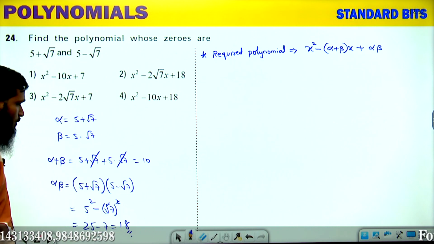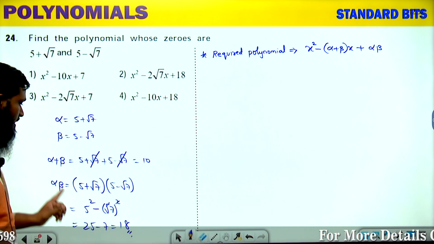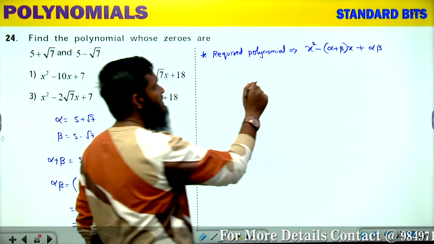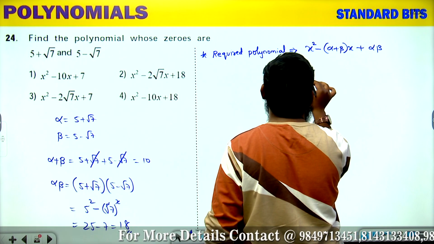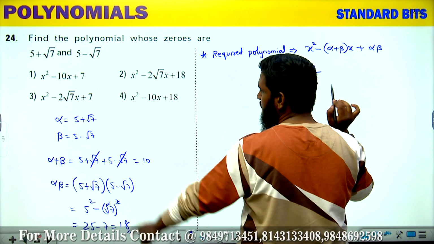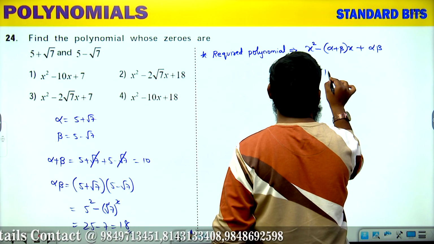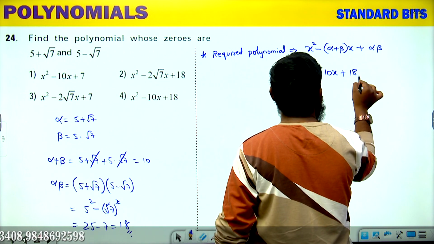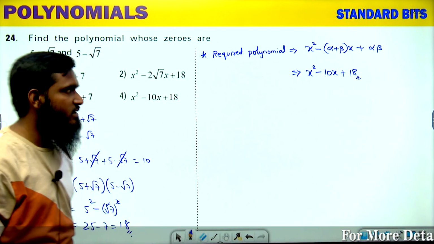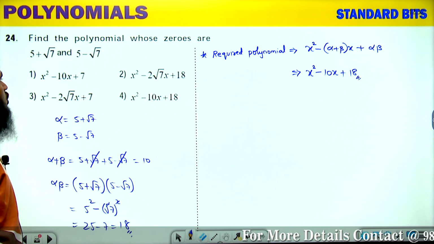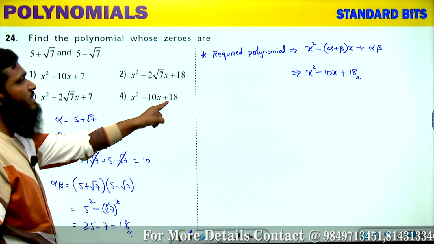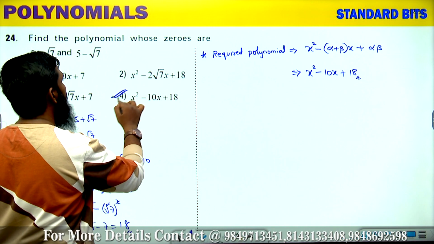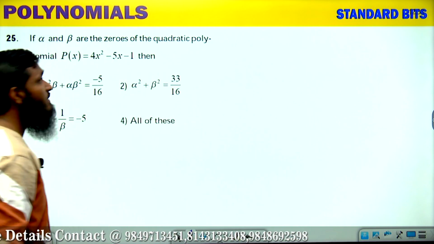So we are getting alpha plus beta value equal to 10 and alpha beta value equal to 18. Now let us substitute. The polynomial is x square minus 10 into x plus 18. This is the required polynomial. Which option can we take here? x square minus 10x plus 18, so the fourth option is correct. Now let us go with the next question.